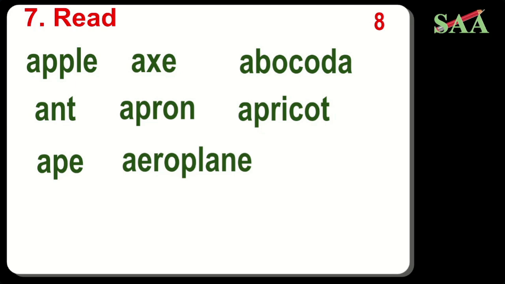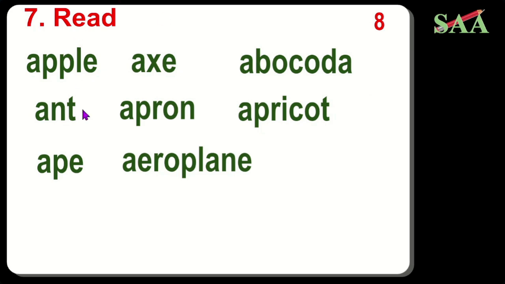Aeroplane. Okay, good. Once again. Read once again. Apple, axe, apricot, avocado. A-B-O, abo. C-O-D-A, coda. Okay, and this is apron. A-P-R-O-N, apron. Apricot, yes, apricot. Ape. A-P-E, ape. Aeroplane. Good.